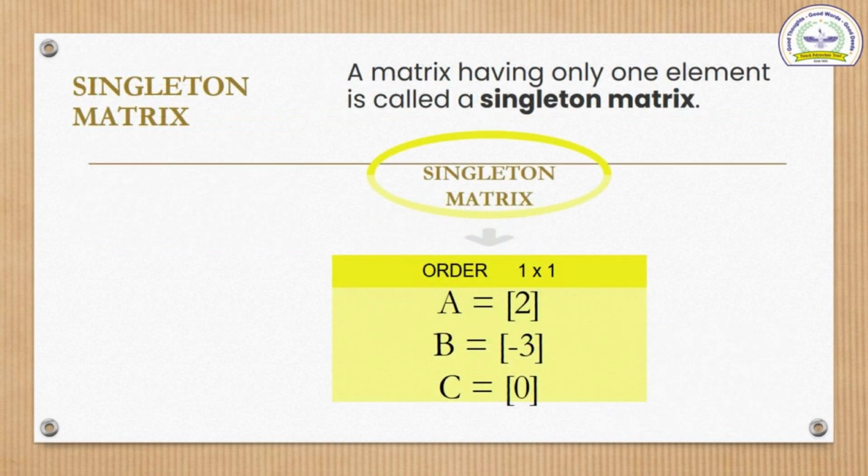Singleton matrix. If there is only one element in a matrix, it is called a singleton matrix. The order of a singleton matrix is 1 by 1. The following are examples of singleton matrices.